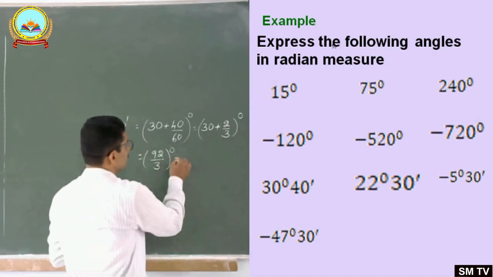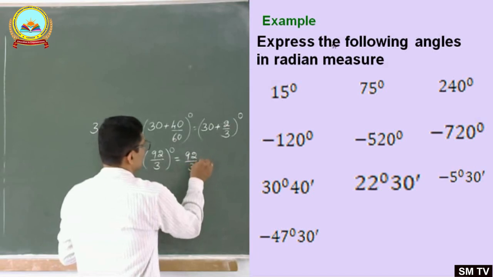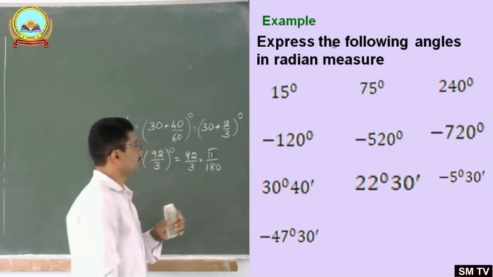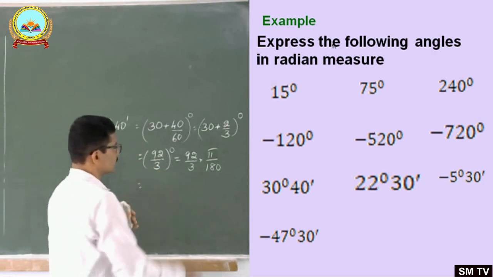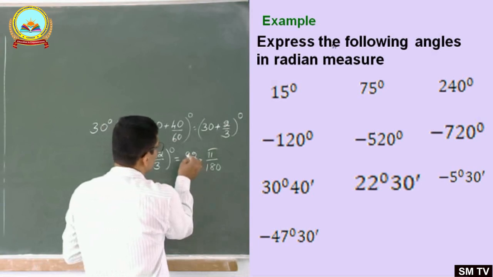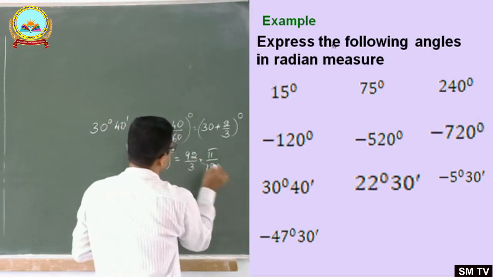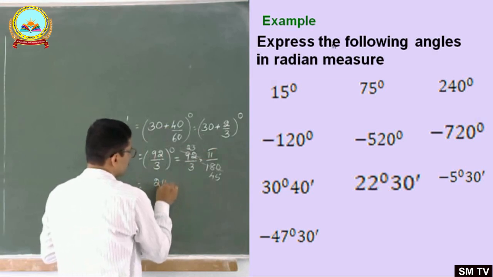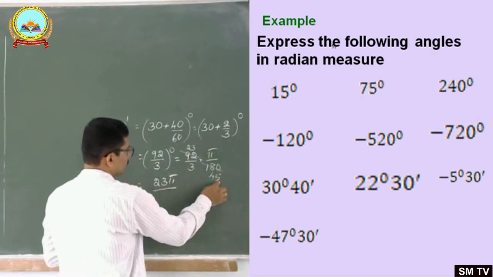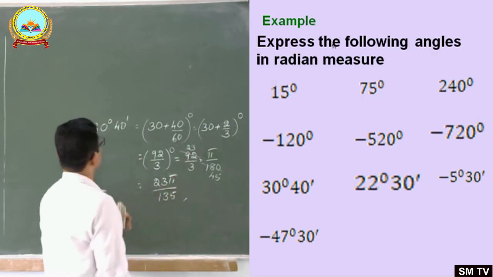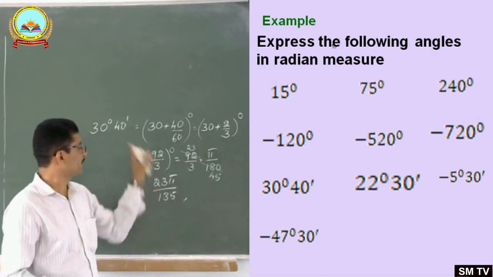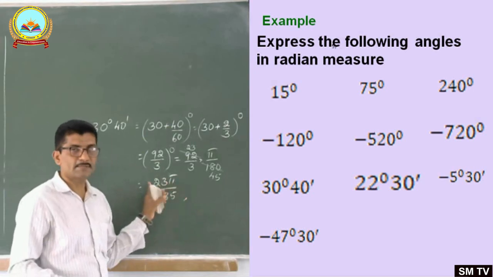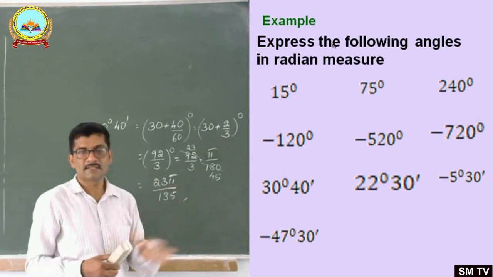Next, converting into radian measure: this 92 divided by 3 is multiplied by the conversion factor pi divided by 180. Simplifying, you get 4 2s and 4 3s, 23 into pi, so 23 pi divided by 3 into 45, which is 135. Therefore 30 degree 40 minutes converted into radians is 23 pi divided by 135 radians.